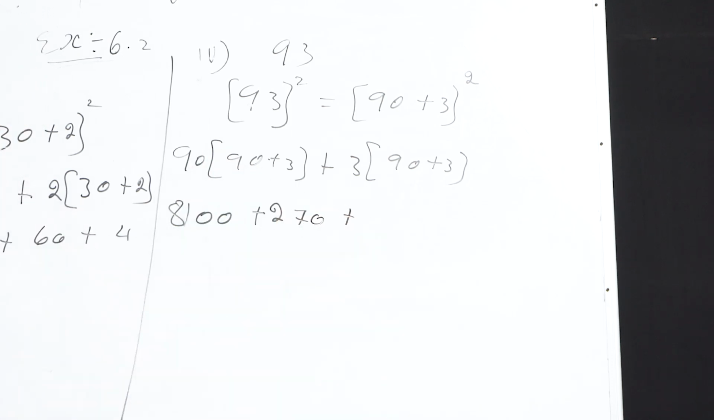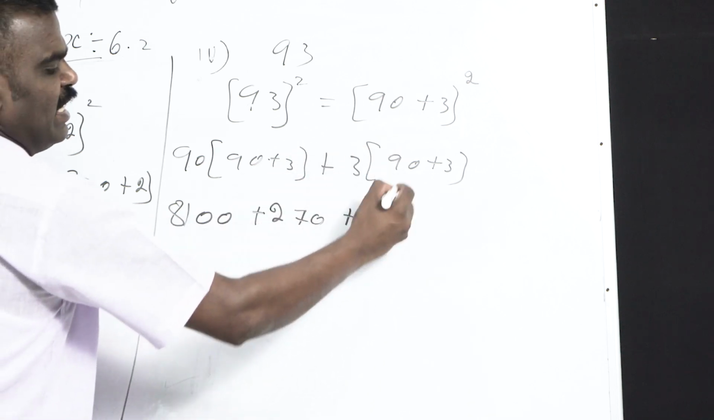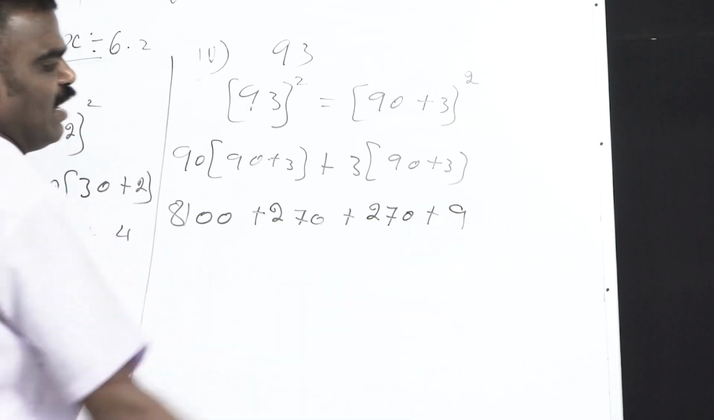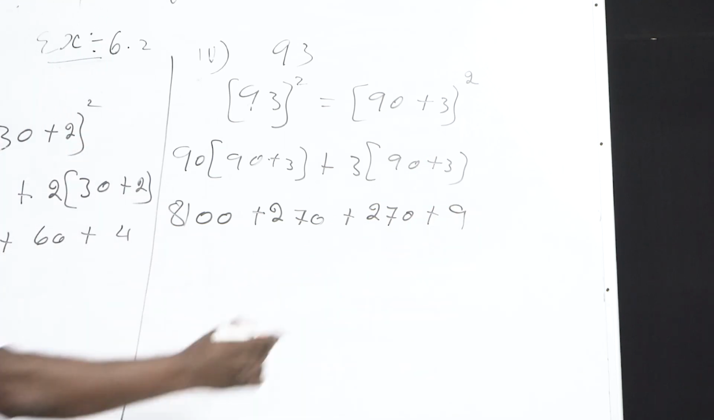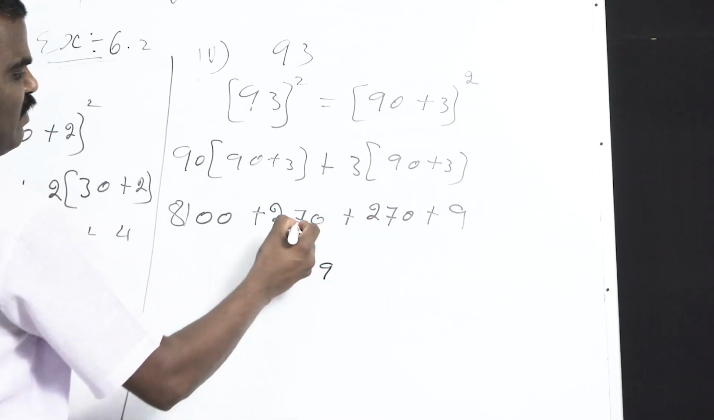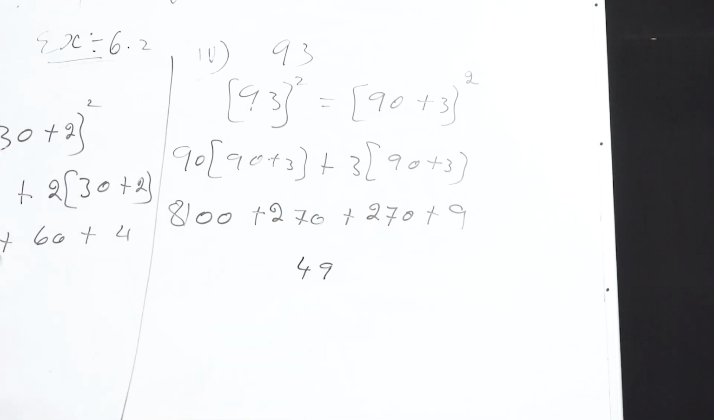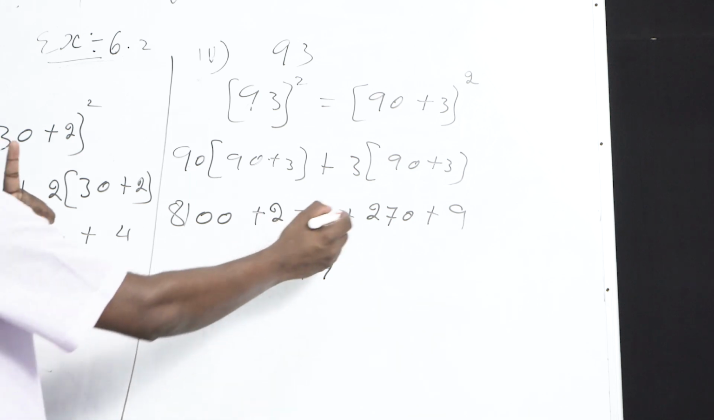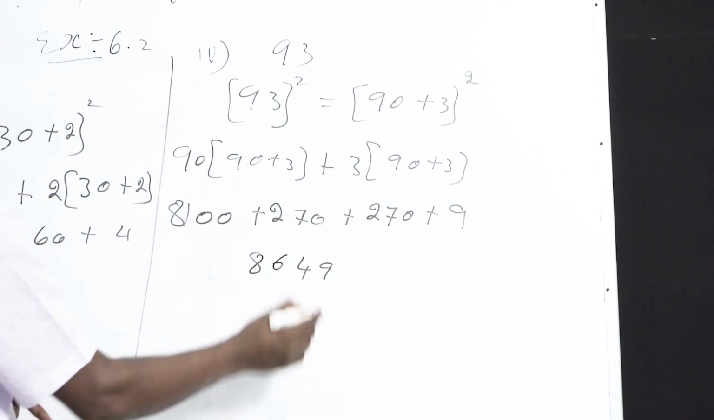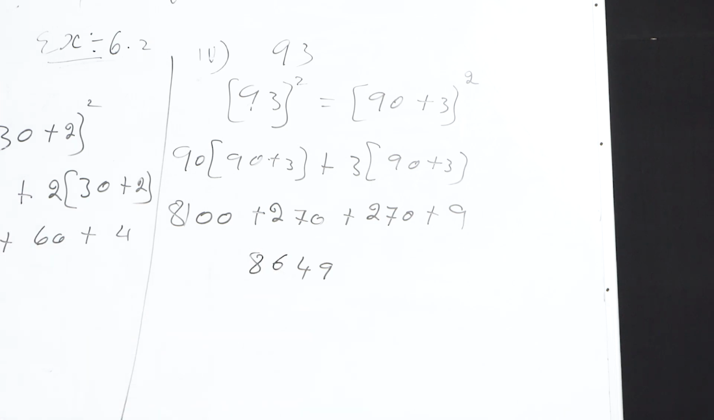Understood? Next, 3 into 90: 3 nines are 27, and a zero. 3 into 3 is 9. Now you add. First digit 9. Second digit 7 plus 7 is 14. 1 remainder, 1 plus 2 is 3, 3 plus 2 is 5, 5 plus 1 is 6. So your answer will be 8649. Okay.